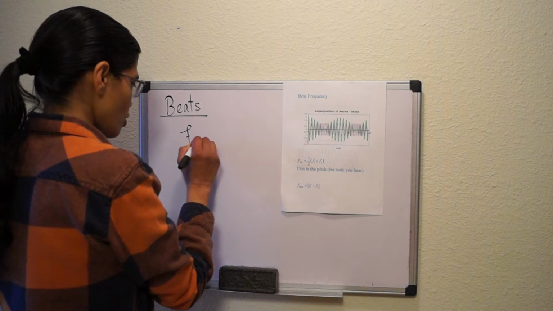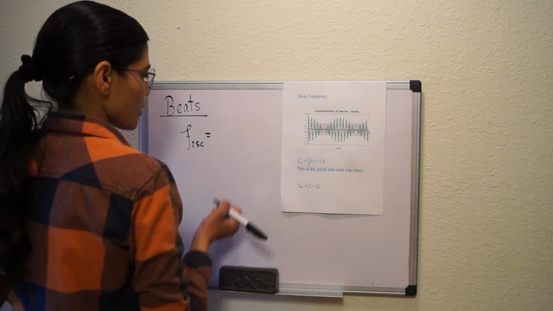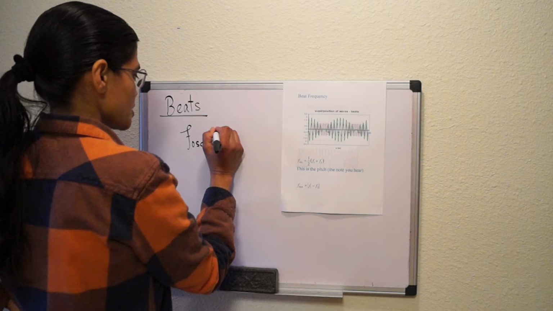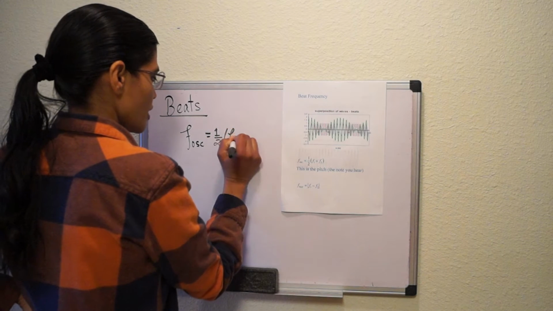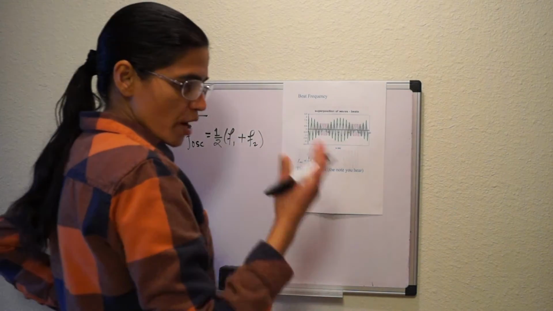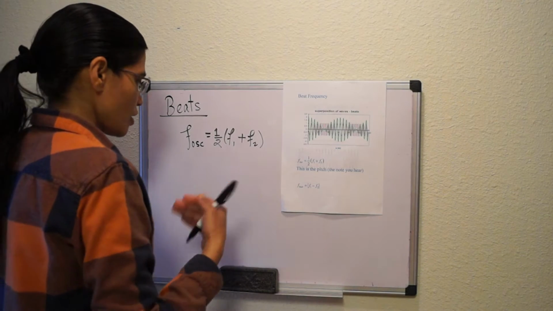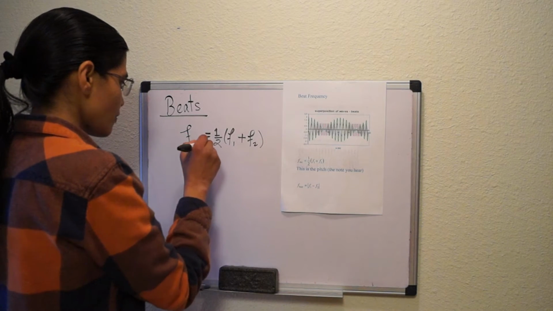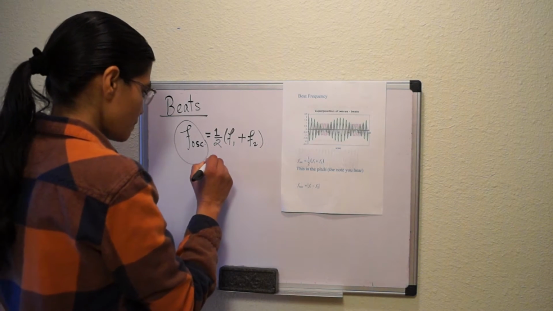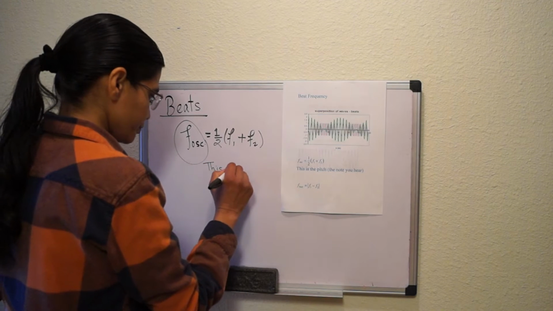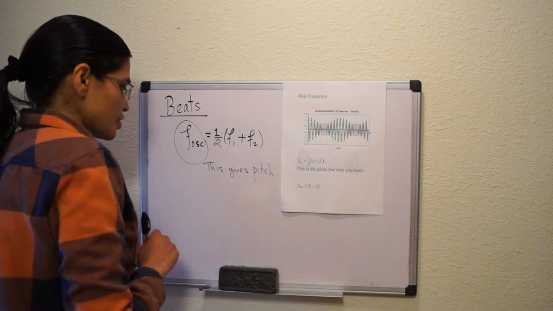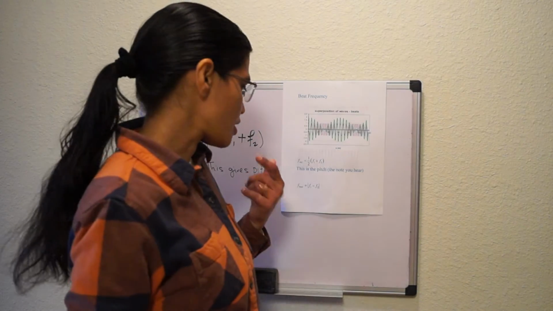The frequency of oscillation that you hear is given by just the average of the frequencies of those two waves, so that F oscillation is just half of F1 plus F2, where F1 is the frequency of one wave and F2 is the frequency of oscillation of the other wave. Okay, so this F oscillation is a pitch. This gives us a pitch. So this pitch also means the note that you hear.